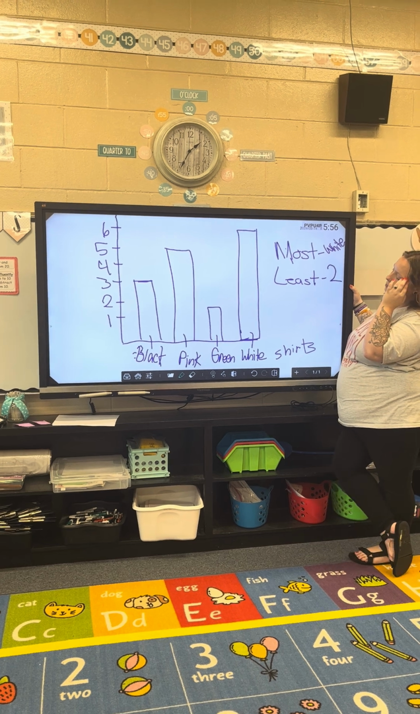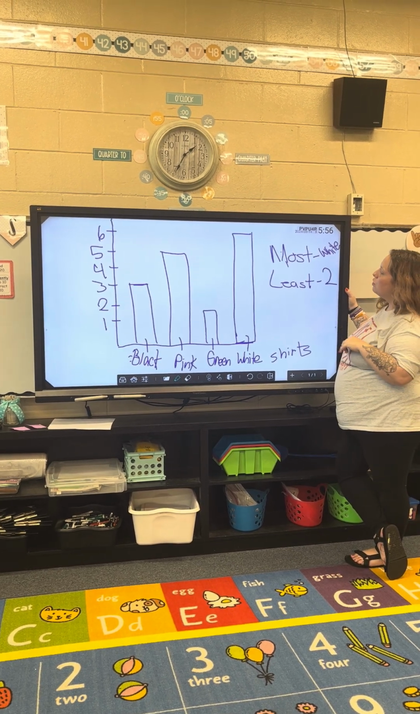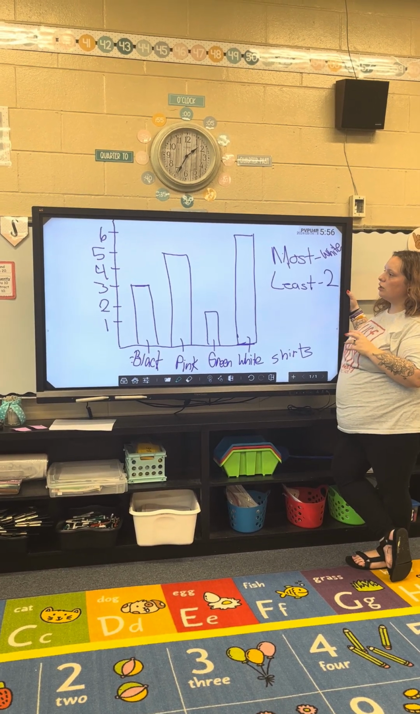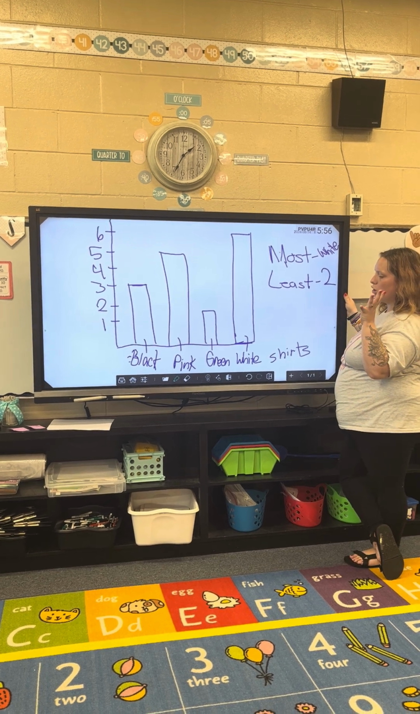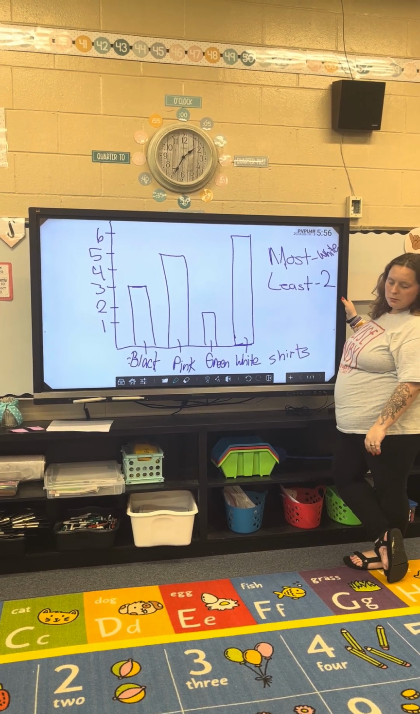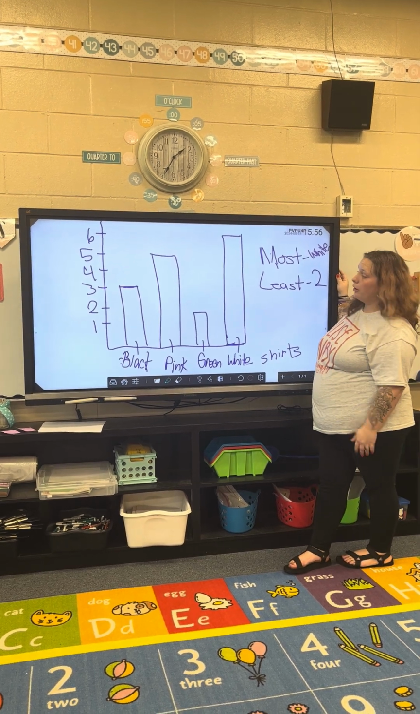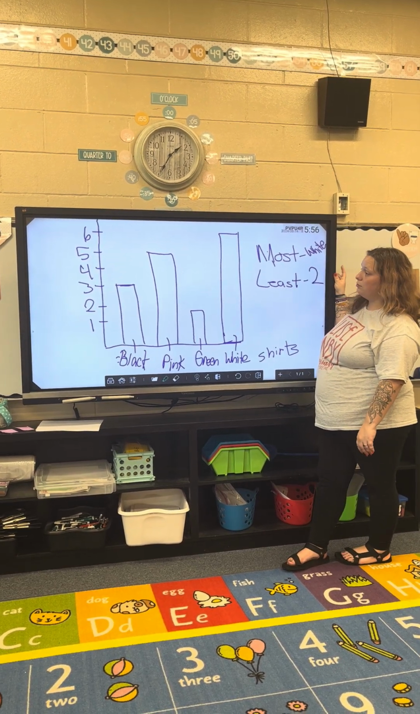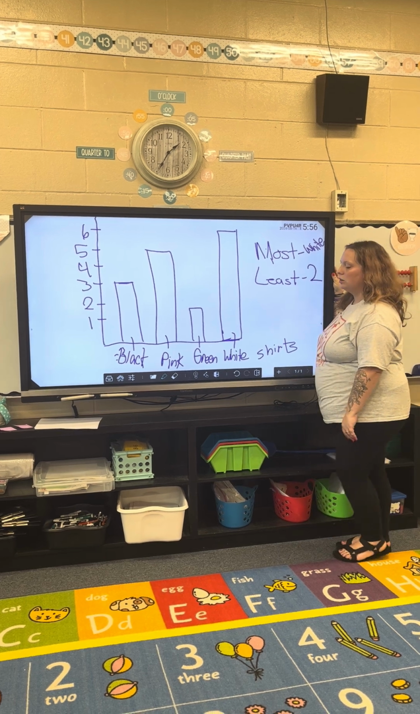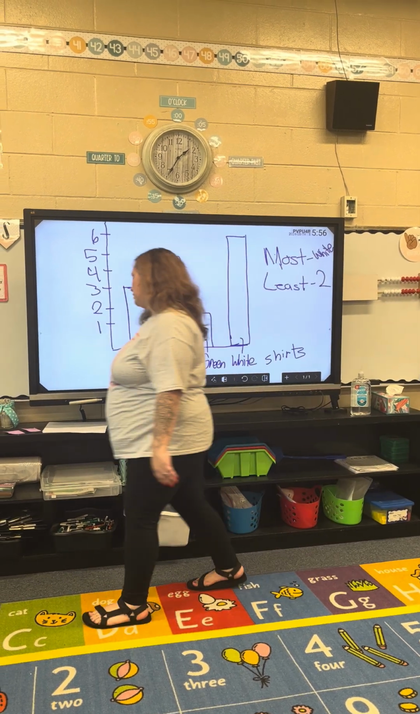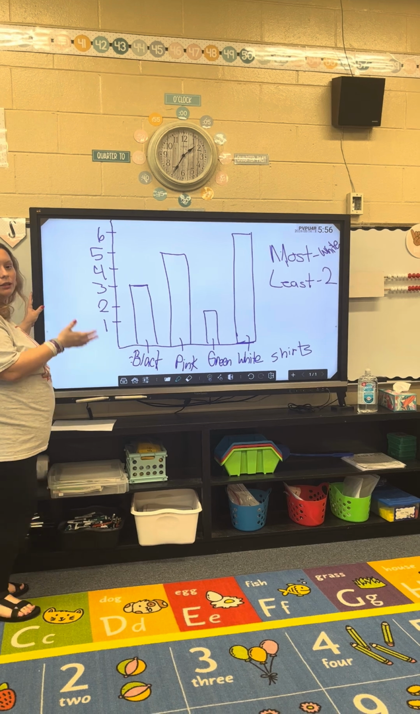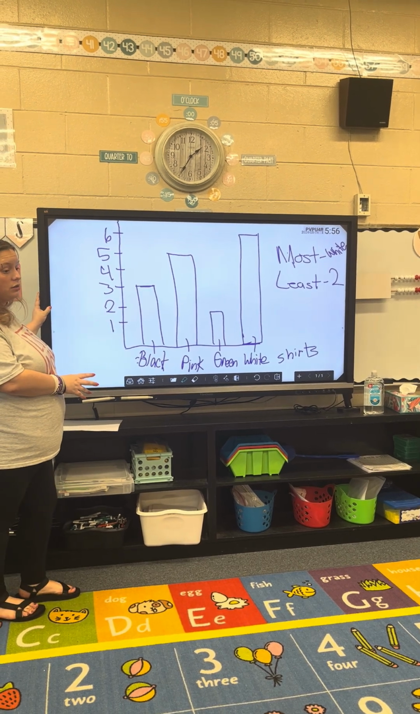All right. So, is there any other information that you can pull from this chart by just looking at it? Do you think that white's the more used color in our class? That's right. Okay, good. All right, so I'm gonna leave this graph that we've done together up on the board for everyone to look at.